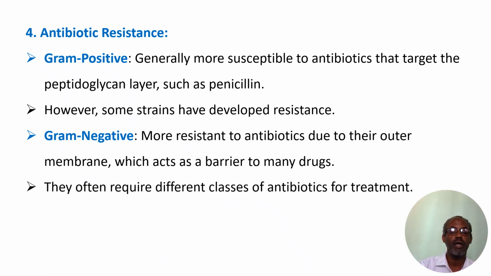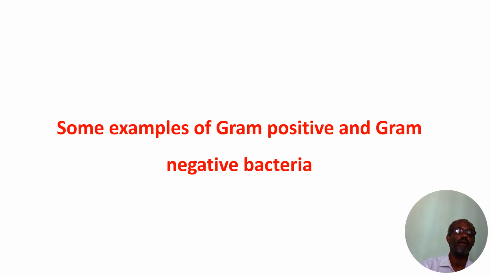They often require a different class of antibiotics for treatment. Cell wall inhibitors may not be effective for gram-negatives, because the outer phospholipid bilayer will not allow the entry of these drugs. Therefore, we have to design other antibiotics or combinations of antibiotics to treat diseases caused by gram-negative bacteria.